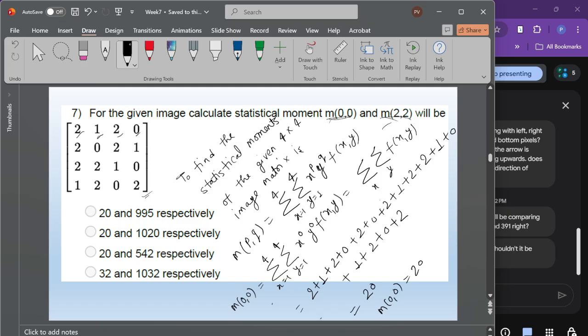Similarly, we have to calculate for M22 also. Okay. So M00 we have got 20. Now next we need to calculate for M22. Just I'm removing it from here.